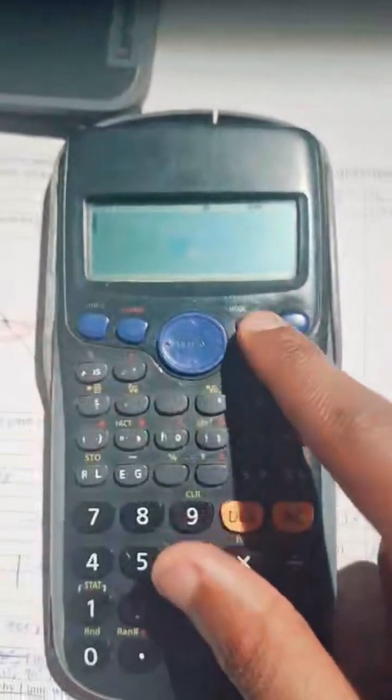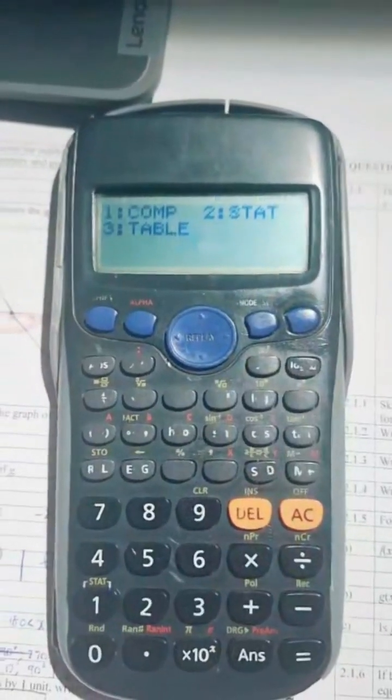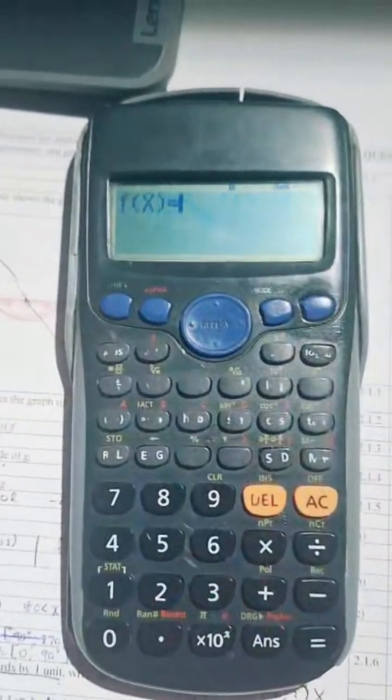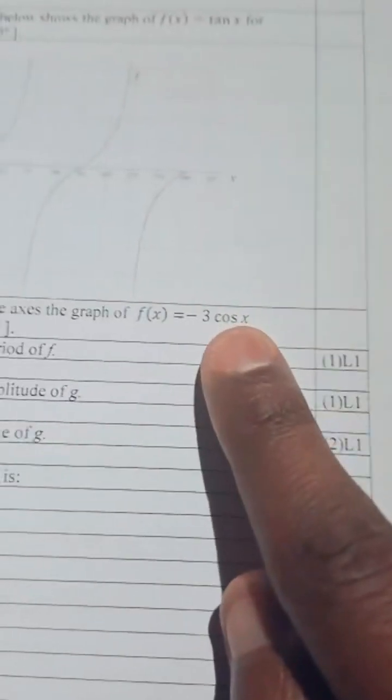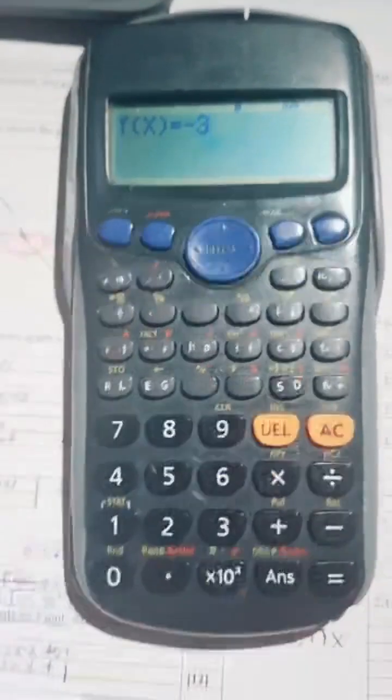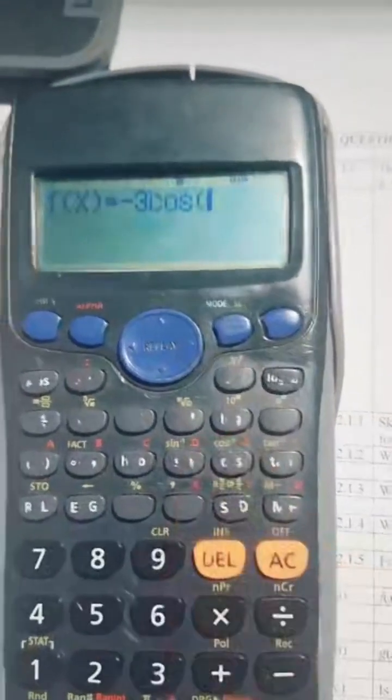So we can go here and press mode, and then select table for 3. And there we have f of x. Now we need negative 3 cos x. So all we do is we press minus, then we press 3, and then we follow that with cos.